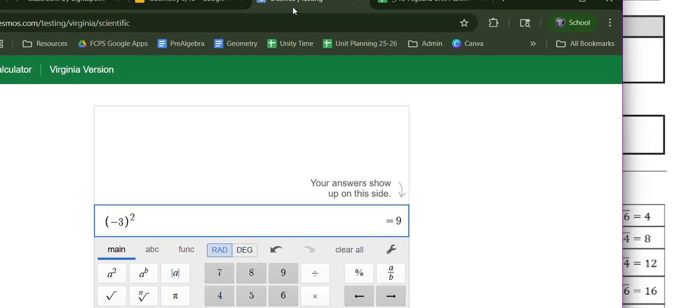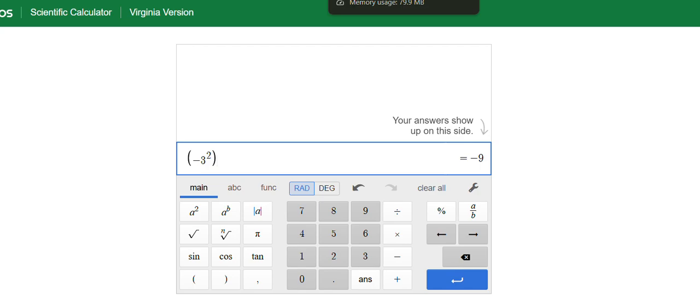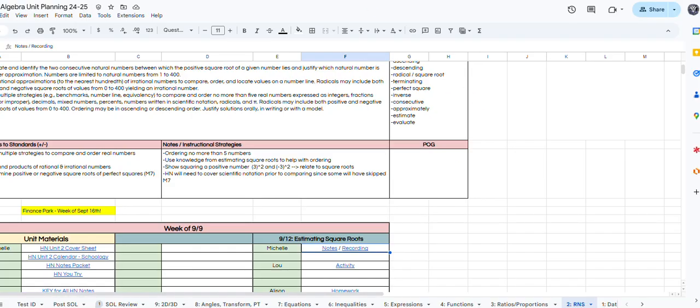And I will show that in Desmos just to prove it to you. That's also -9. So you really need to know how to use Desmos and how to carefully type these in to make sure that you're actually evaluating what's being given to you.